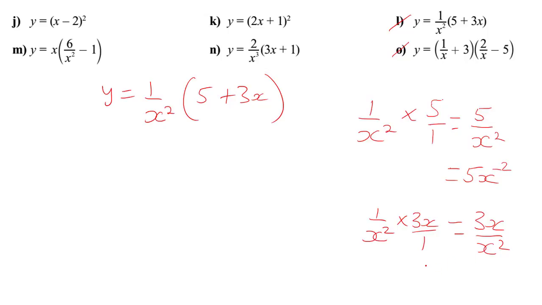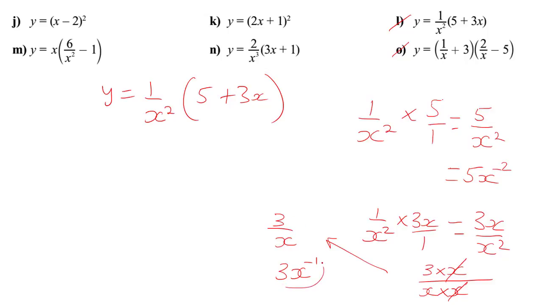When you get to this point, you now need to simplify this. This 3x, you can look at as 3 times x, and this x squared you can look at as x times x. You are allowed to cancel here, so this x is going to cancel off with that. So your answer is going to be 3 over x. Remember, 3 over x is the same as 3x to the power of minus 1, because if you bring the x to the top, the power 1 becomes negative.